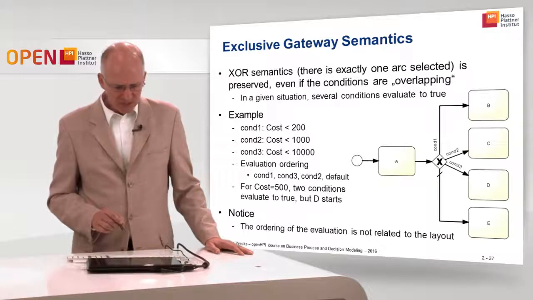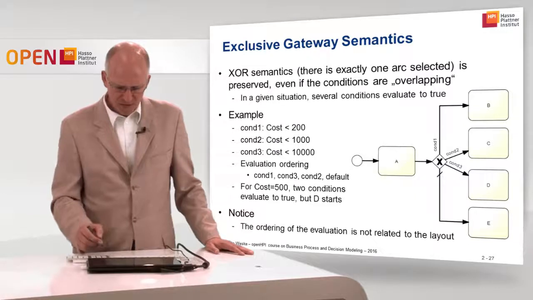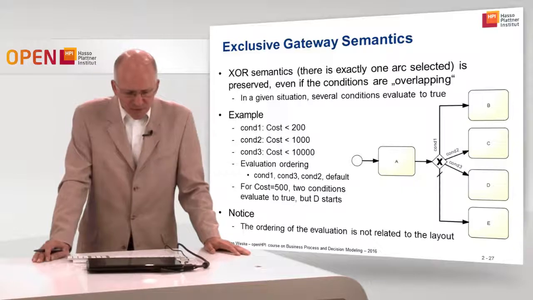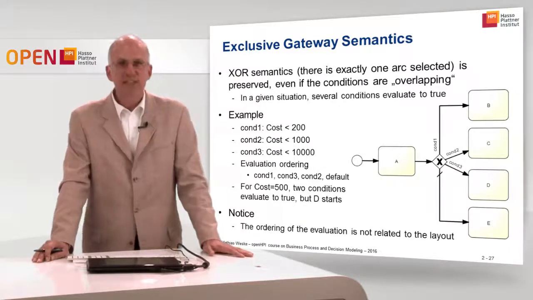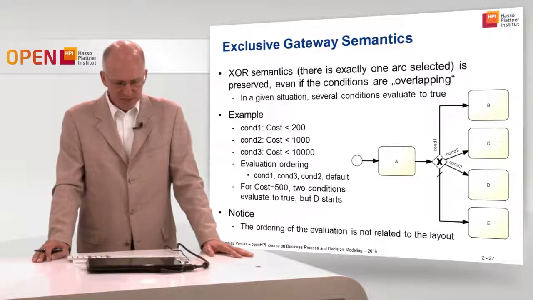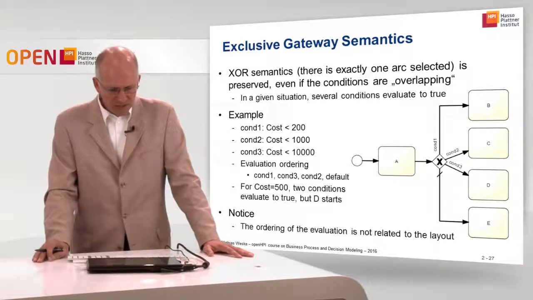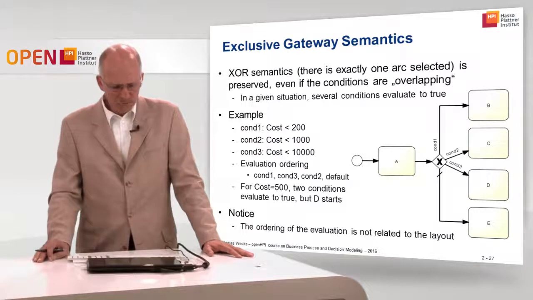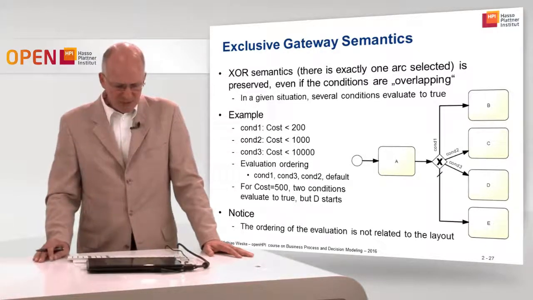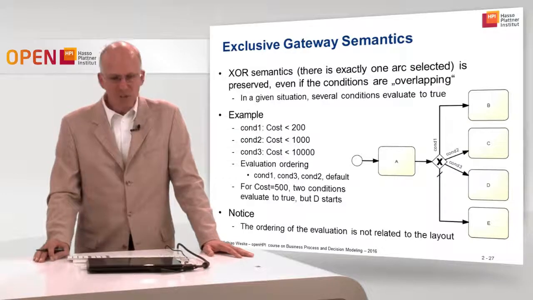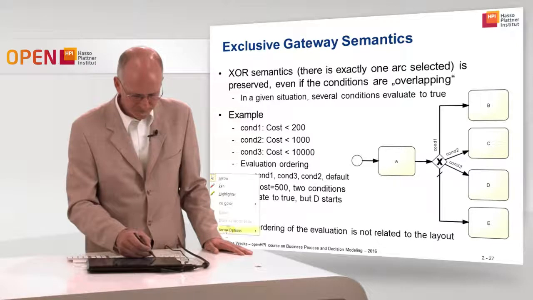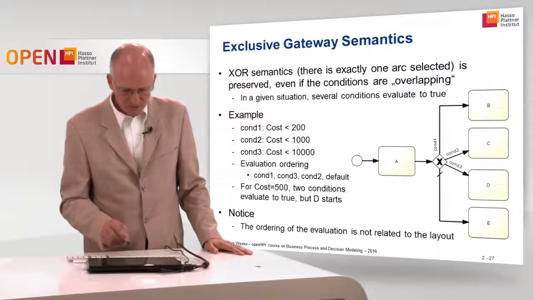And let's see how BPMN would handle that, using an example. So we have, again, the three conditions, condition 1, condition 2, condition 3. Condition 1 might be cost less than 200. Condition 2, cost is less than 1,000. And condition 3, cost is less than 10,000. And the evaluation ordering is the same as before: condition 1, condition 3, condition 2. And assume that the data object cost has the value of 500 for a particular process instance.